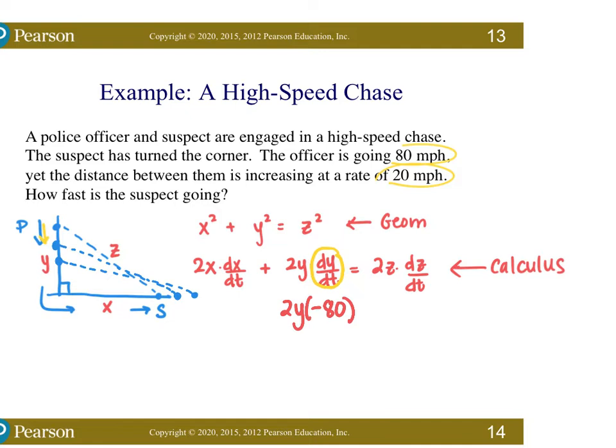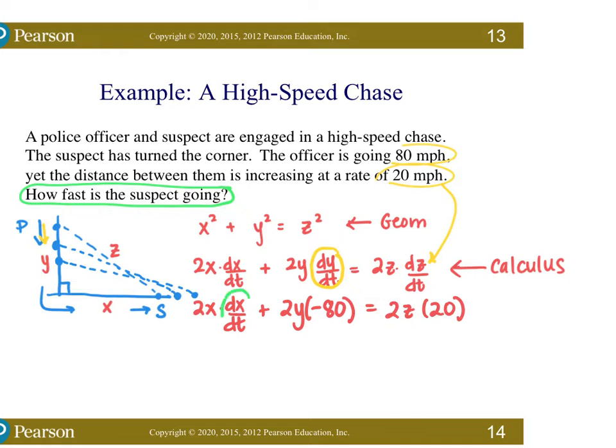Then we have 20 miles an hour, which is talking about the distance between them. So 20 miles an hour is going to be going in for dz/dt, but that's a positive number because the hypotenuse of the triangle keeps getting longer. So that would be positive. And then we have our 2x dx/dt over here, which we don't know. The question is asking about the speed of the suspect. So that's the x side of the triangle.